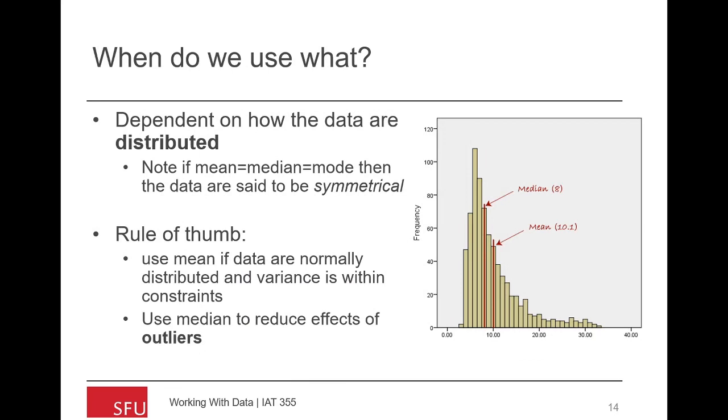So when do we use what? Well, it's dependent largely on how data are distributed. Note that if mean equals the median, which in turn equals the mode, and we'll show how that might be the case, this last part, in a bit, then the data are said to be symmetrical. However, a rule of thumb is you use the mean if the data are normally distributed, we'll define that more later on, and the variance is within some small range. And we use median to reduce the effects of outliers.